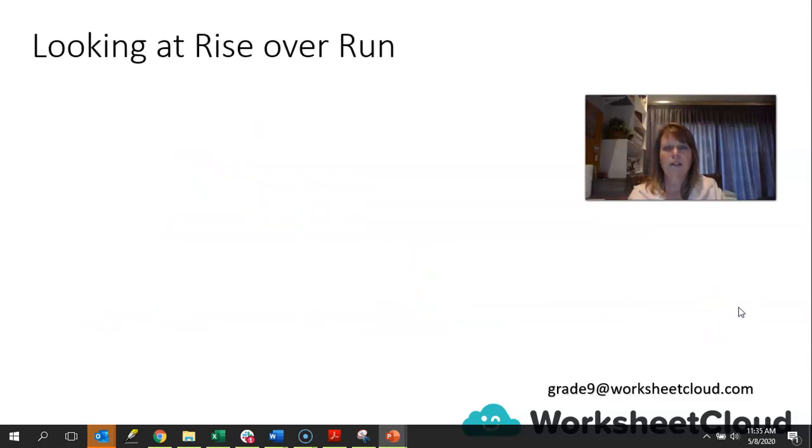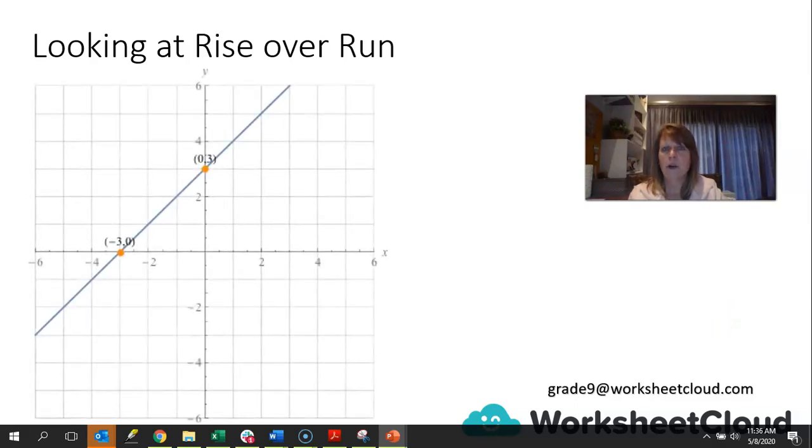Okay. Now let's look at how to work out the gradient without using the difference in y over the difference in x. Some people find this very easy. Some people prefer to do the difference in y over the difference in x, or change in y over change in x. Okay, let's look at rise and run. Okay, same graph that we just looked at. We know what the value of the gradient was. It was 1, remember? Let's have a look though at how we work out rise over run.